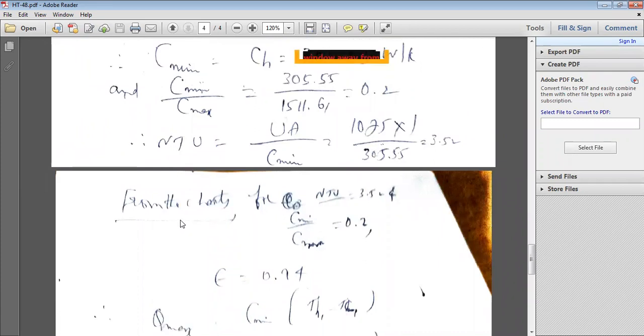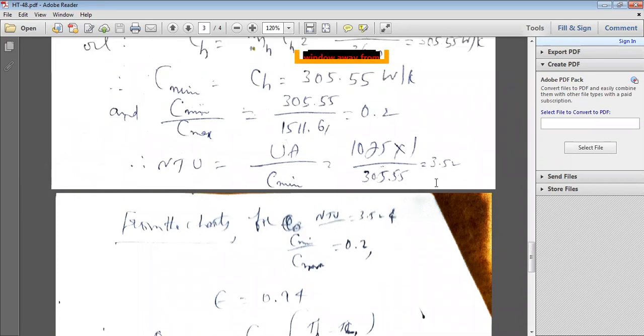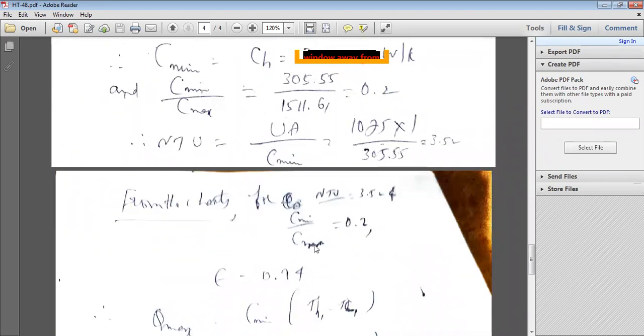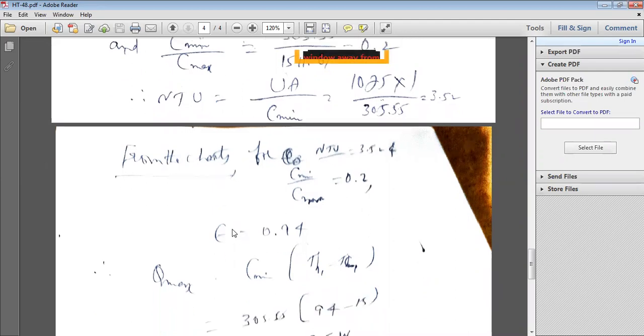So from the heat transfer data book charts, for the calculated value of NTU 3.52 and C minimum by C max equal to 0.2, that is calculated. For these calculated values, from the charts you can directly get the effectiveness value, epsilon is equal to 0.94.